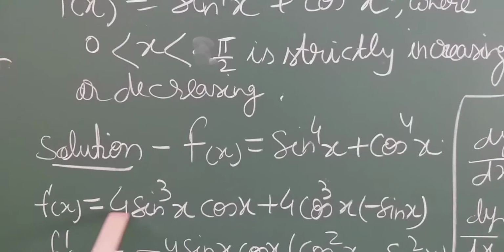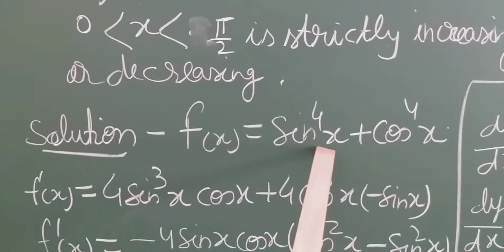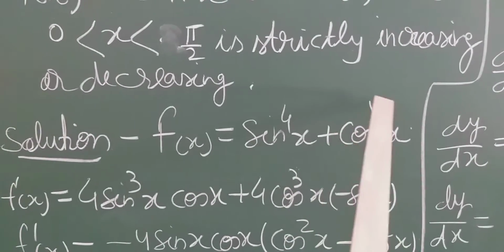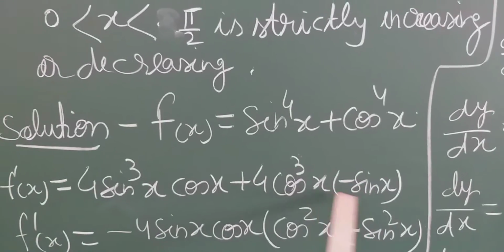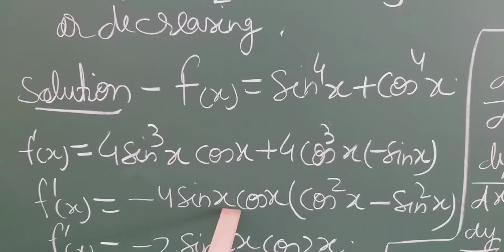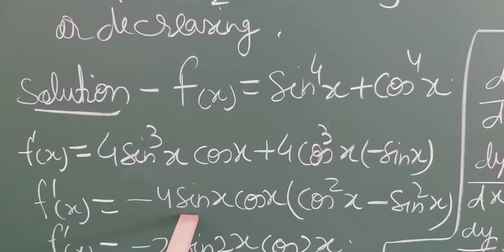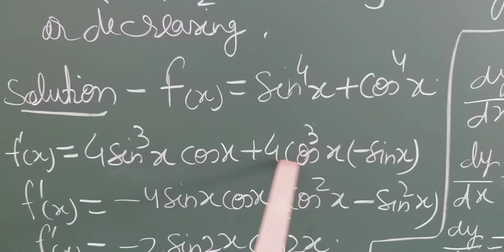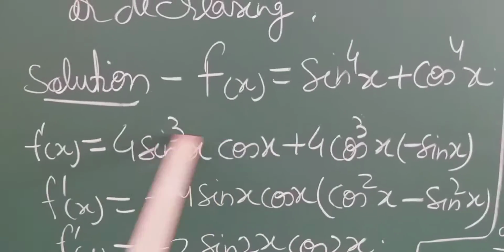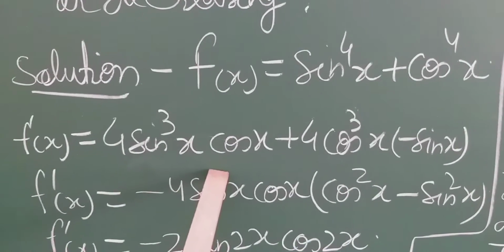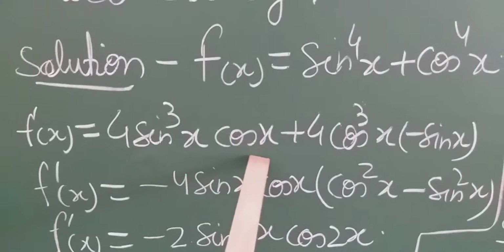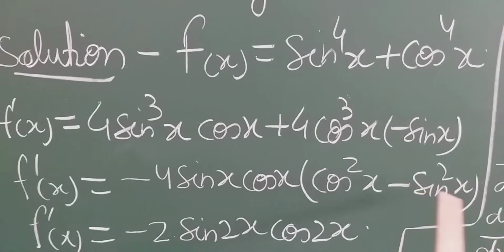So f dash x equals 4 sin cube x, then the derivative of sin x, which is cos x, plus 4 cos cube x, then the derivative of cos x, which is minus sin x. So f dash x equals minus 4 sin x cos x. We can take common, student. Then what is remaining here? Cos square x, and here sin square x. We have taken minus common, that's why this part becomes negative. So cos square x minus sin square x is there in the bracket.